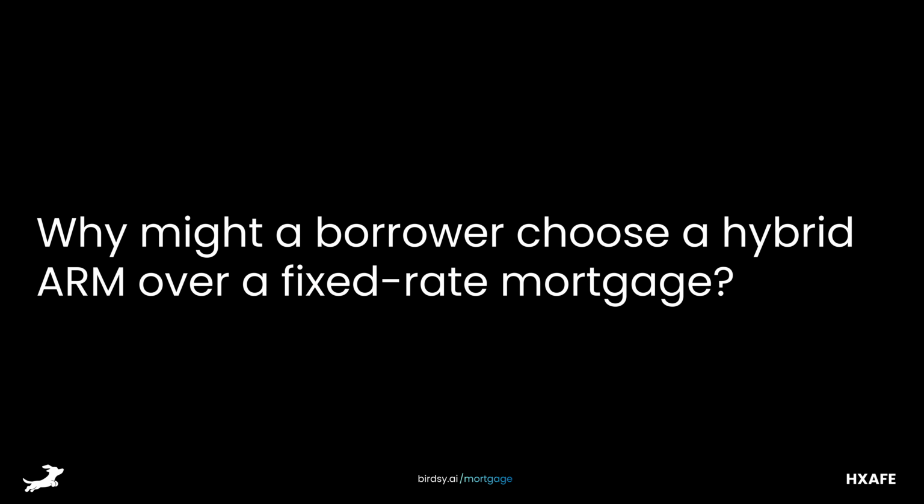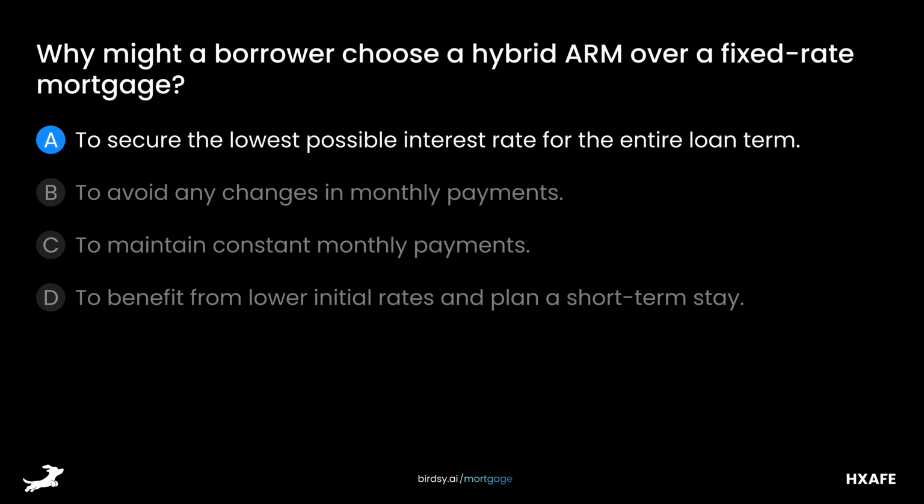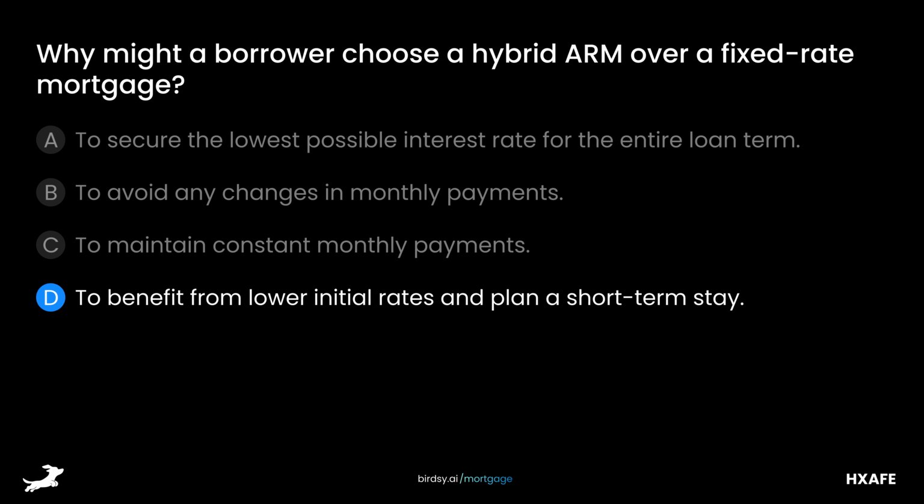Why might a borrower choose a hybrid ARM over a fixed-rate mortgage? Is it A, to secure the lowest possible interest rate for the entire loan term? B, to avoid any changes in monthly payments? C, to maintain constant monthly payments? Or D, to benefit from lower initial rates and plan a short-term stay?